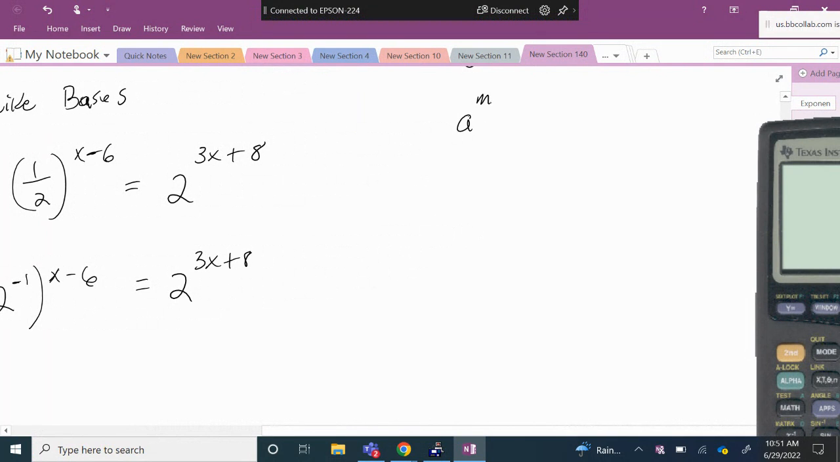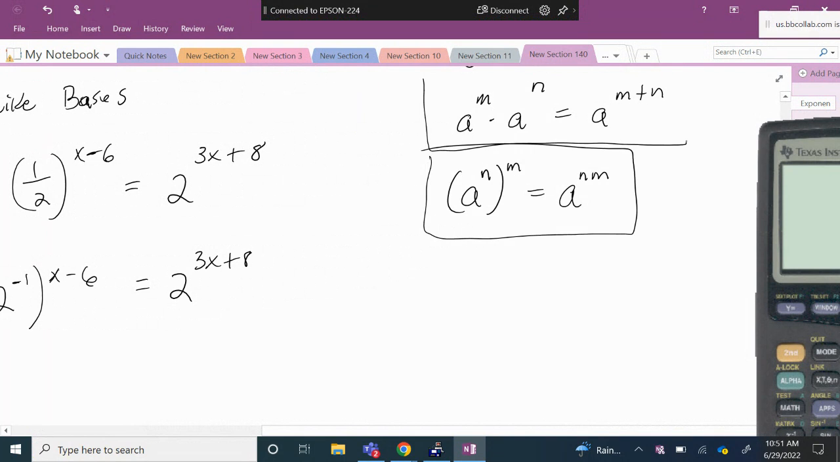It says that a to the m times a to the n is a to the m plus n. And also a raised to the nth power raised to the m power is a to the n times m power. So for this first property, a to the m times a to the n is a to the m plus n. Whenever you are multiplying like bases, you add your exponents.